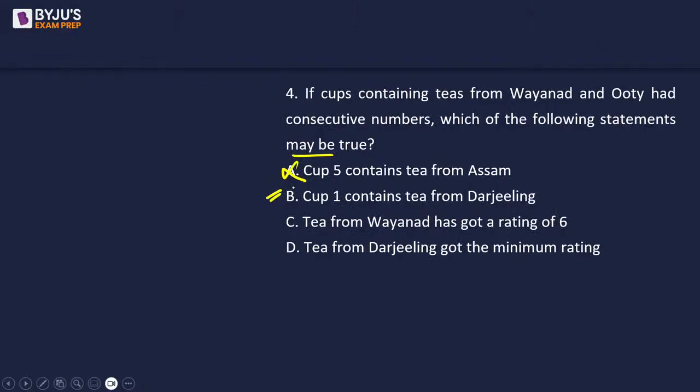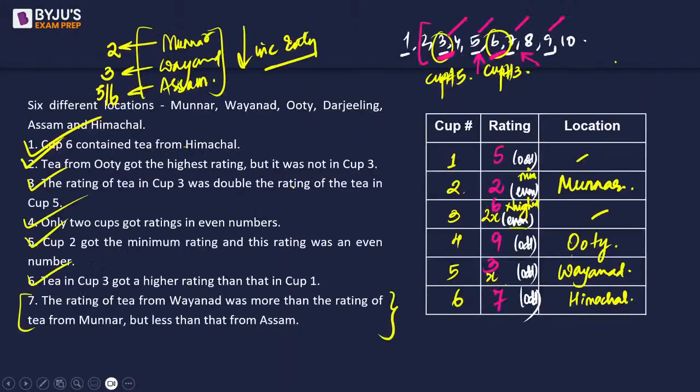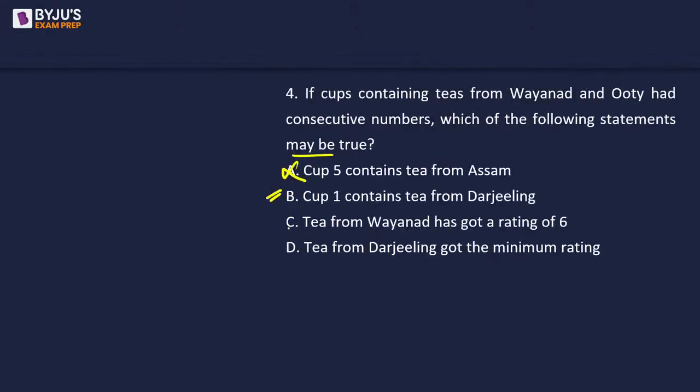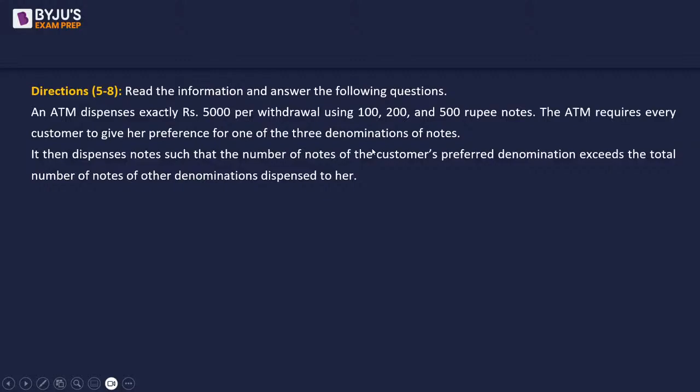Tea from Wayanad has got a rating of 6. This is definitely false. And tea from Darjeeling got the minimum rating. This is also false. So statement B is going to be true, right? Okay.